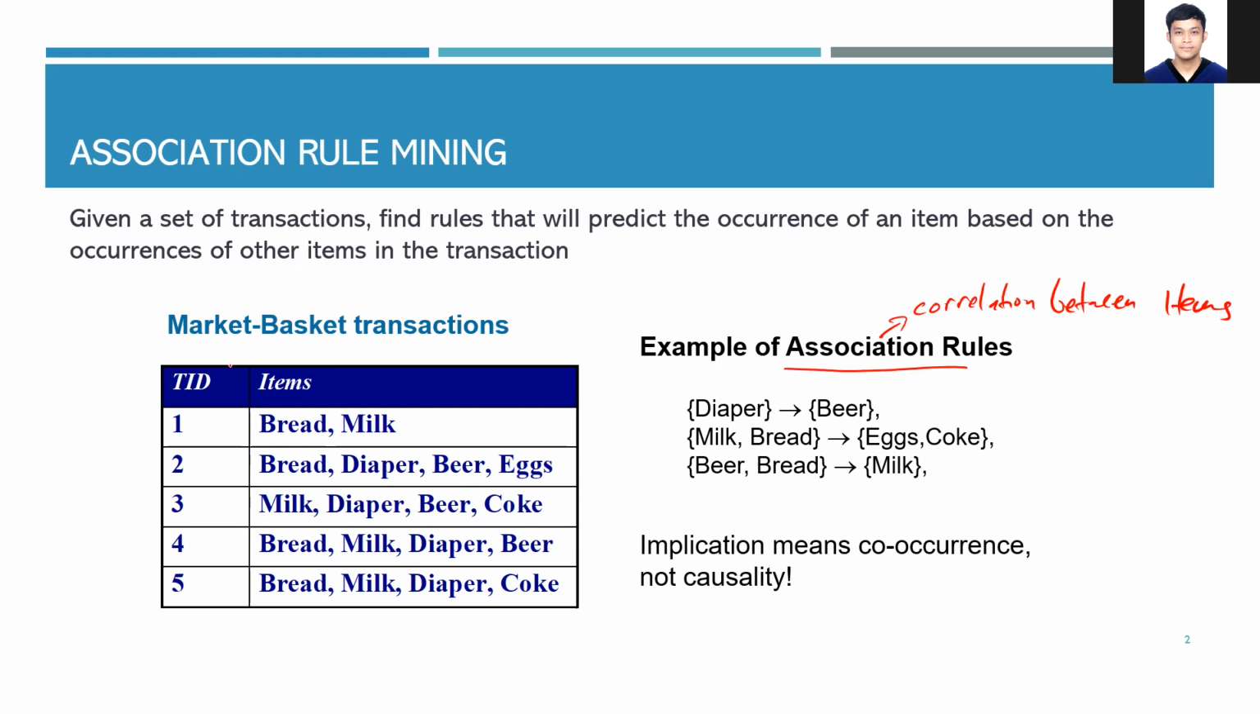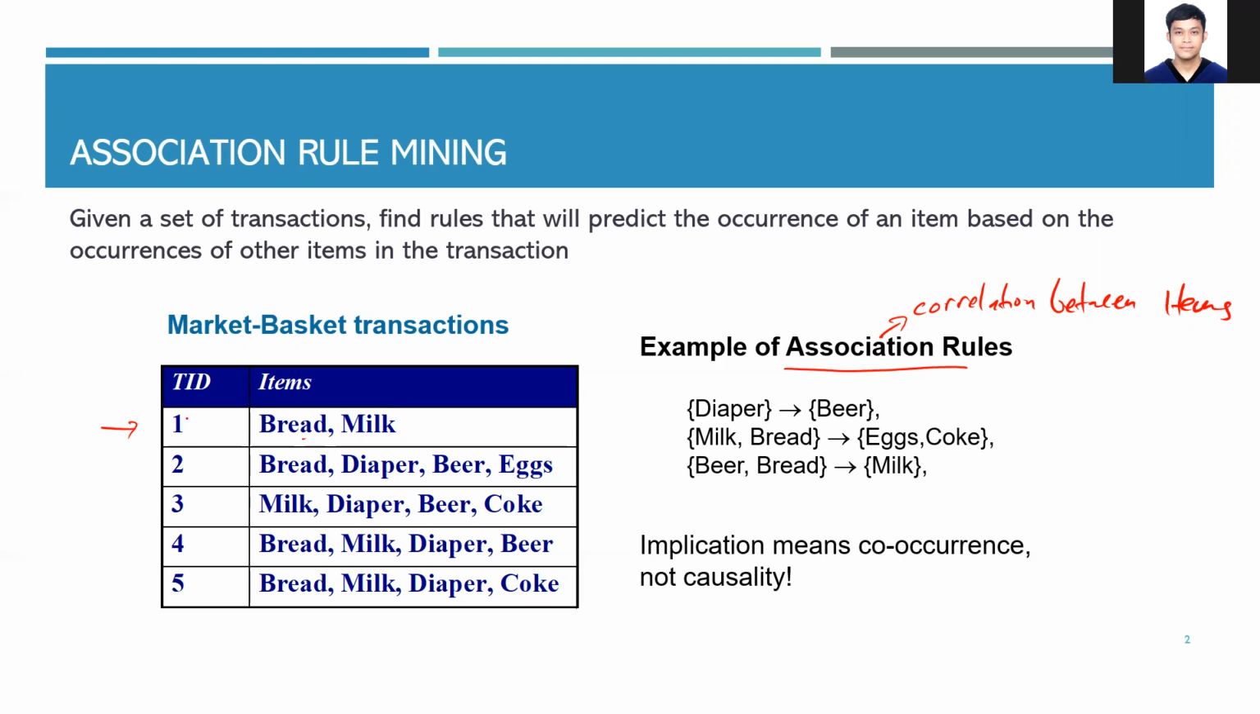Let's say we have 5 transactions. Let's say in the store, they sell bread, milk, diapers, beer, eggs, and Coke. So they have 5 different items. And then for each data point in association rules, the difference is that each data point will consist of a list of items.